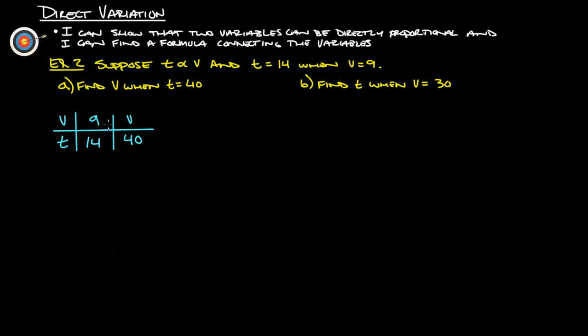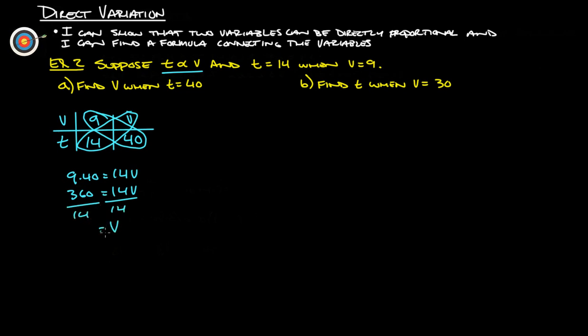So if this is directly proportional, as it says it is right here, then the easiest way we can figure out what v is going to be is to do this little cross products thing. If we've got directly proportional, we know that 9 times 40 is going to equal 14 times v. So 9 times 40 equals 14v. 9 times 40 is 360. That equals 14v, so if we divide both sides by 14, that'll tell us what v is going to be.